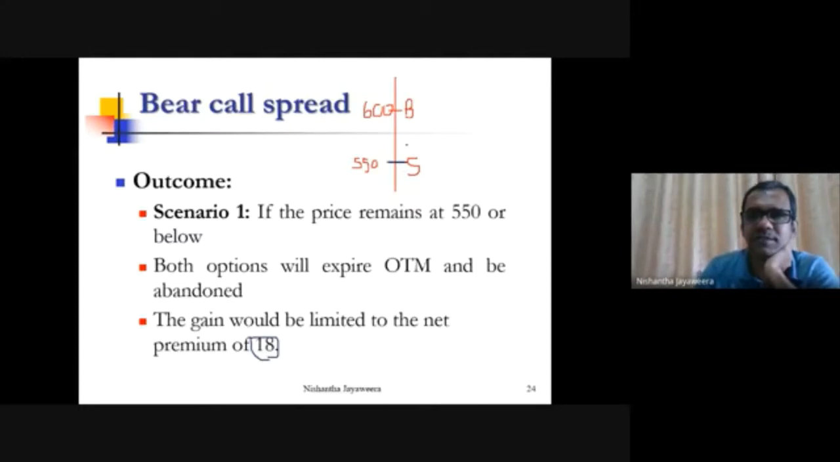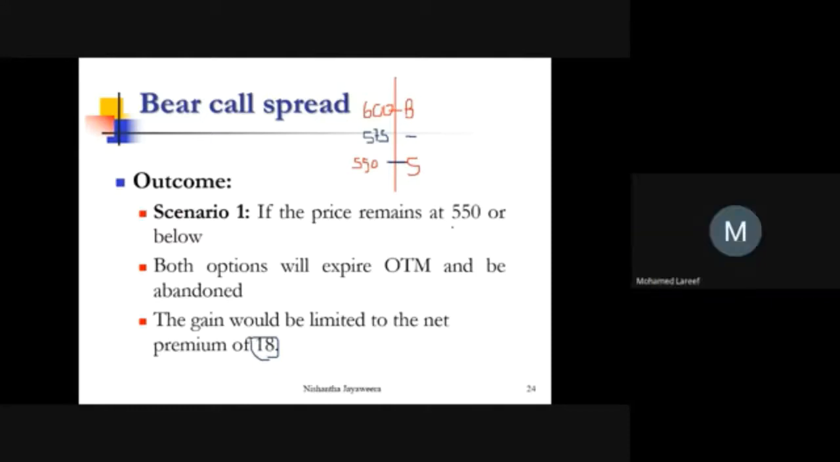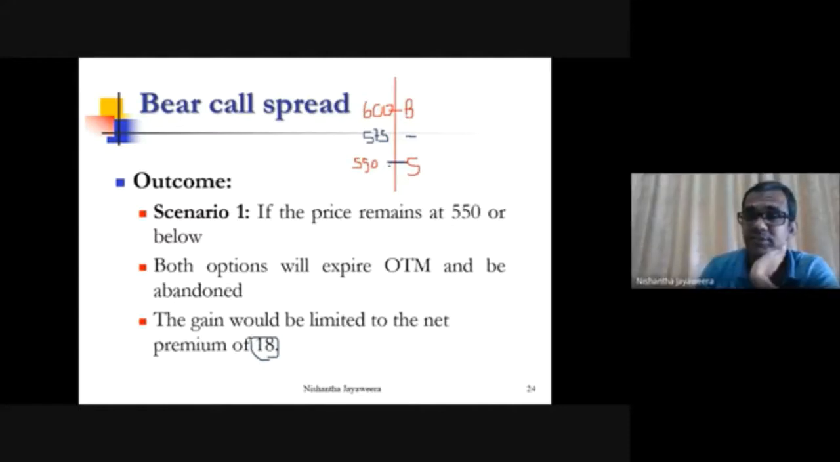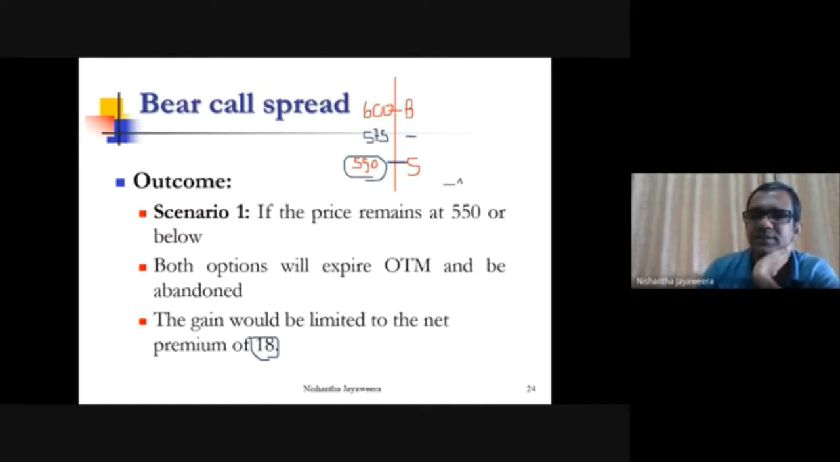In between this, somewhere here, 575. So it will get exercised. Which one? The sold one. This one will be exercised. So you have to pay the difference, minus 25, and what you collected is 18. So it will be a minus 7.